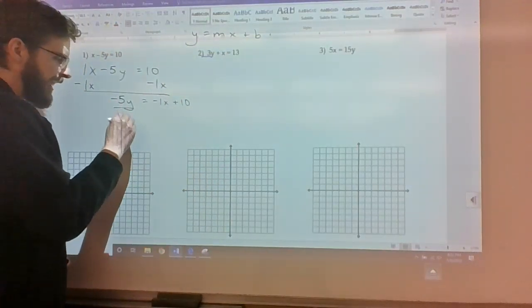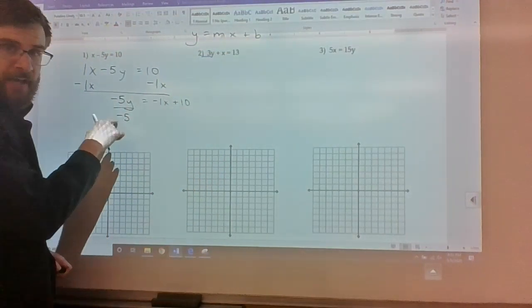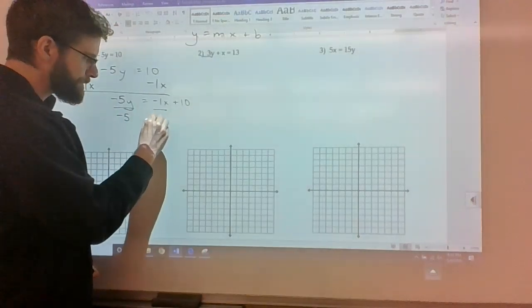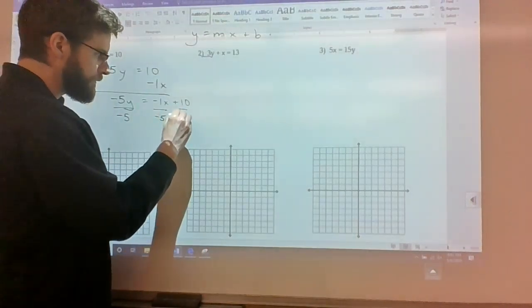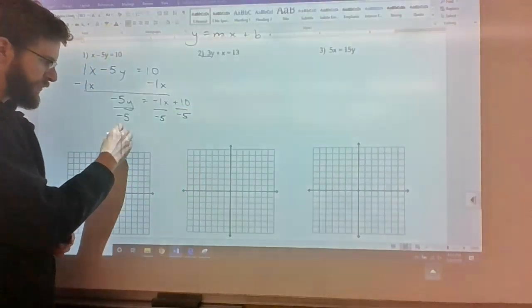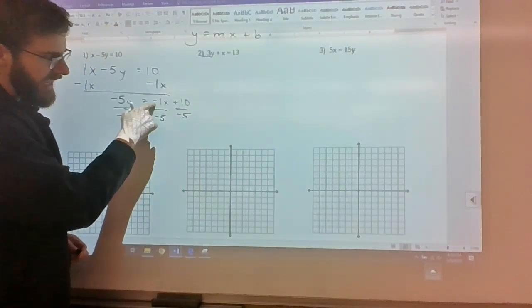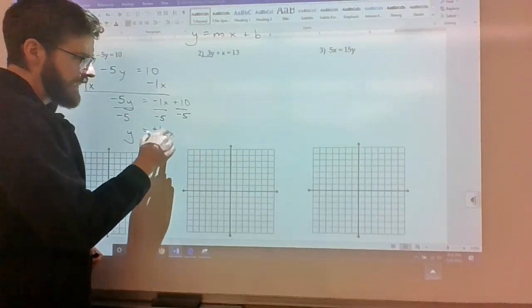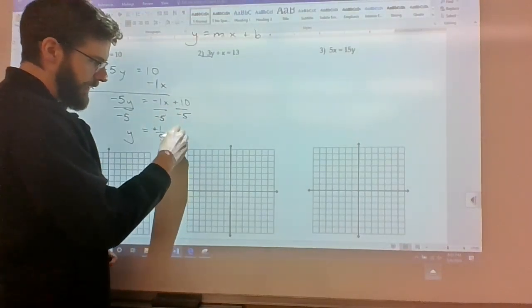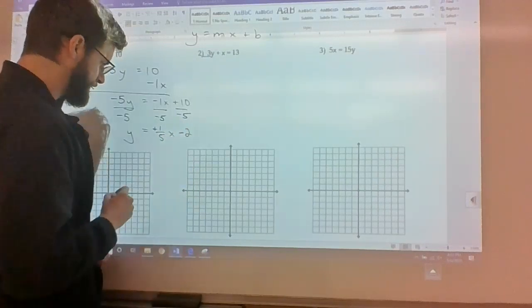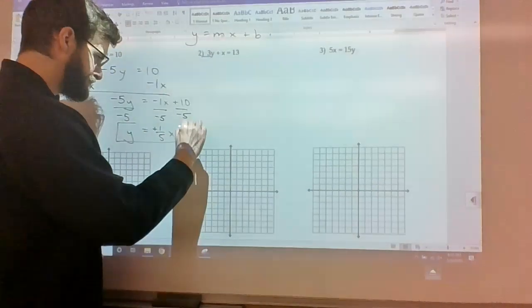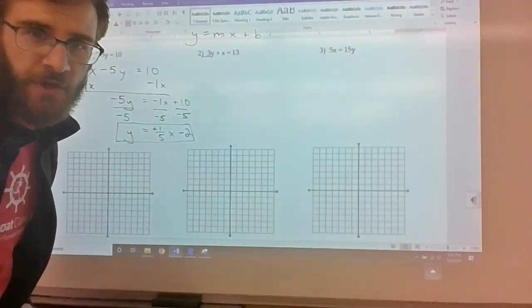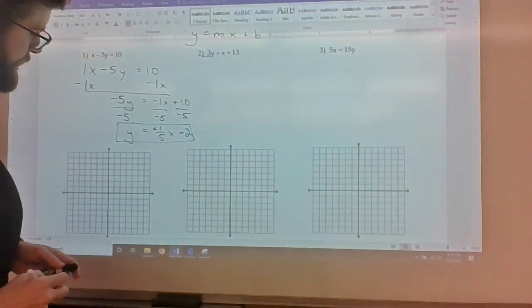Divide by negative 5. Make sure you guys aren't dropping your negatives. That tends to be a consistent error I see among students. And that leaves us with y equals, a negative divided by a negative is a positive 1/5 x. A positive divided by a negative is a negative 2. So, y equals 1/5 x minus 2.